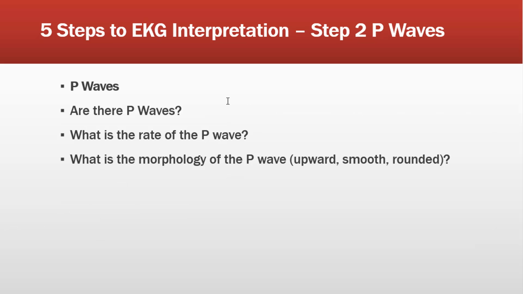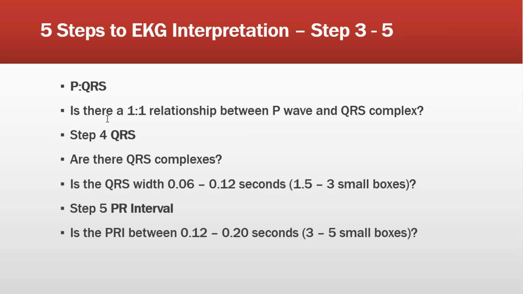So P waves. Are there P waves? What is the rate of the P waves? And what does the P wave look like? Is it smooth? Is it rounded? The QRS, when we look at it, is there a relationship of 1-to-1 with each P wave and the QRS complex? Then we look at step 4, the QRS. Are there QRS complexes? Is the QRS 0.06 to 0.12 or 1.5 to 3 small boxes? The PR interval. Is the PR interval between 0.12 and 0.20 or 3 to 5 small boxes? Those are all things that we want to look at when we're interpreting the EKG.